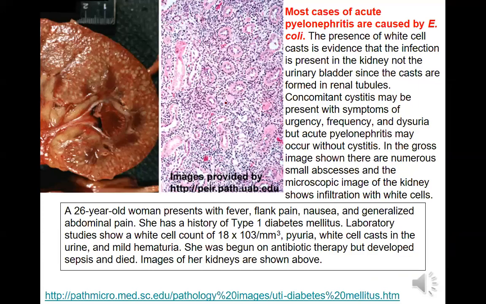So same thing, more of the same. A lot of PMNs infiltrating this tubular area and interstitial area. This is a gross anatomy of a kidney with abscesses. It's not cancer. How do I know? You don't know until you biopsy that tissue, right? But you know the history.